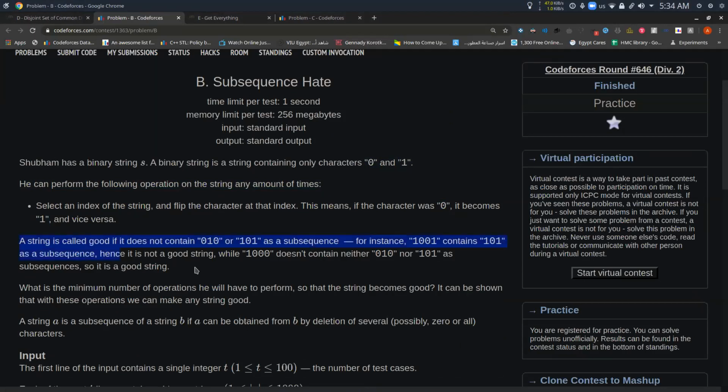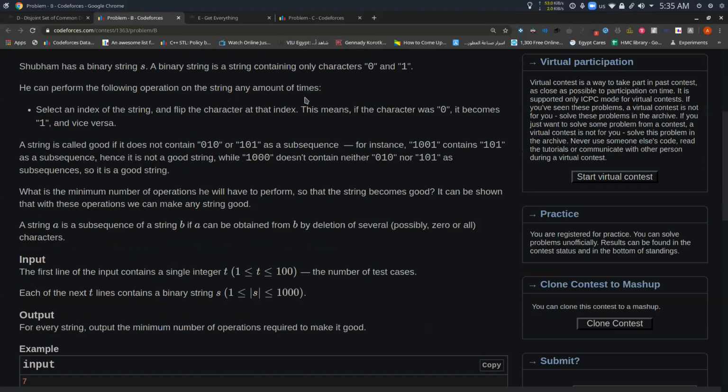And then it states that the string is called good if it doesn't contain 010 or 101 as any subsequence. So it doesn't contain 0, then other binary characters, then 1, then other binary characters, then 0. We'll make an observation about this. So we want to make the string good with the minimum number of operations, so make the minimum number of flips to make this string good.